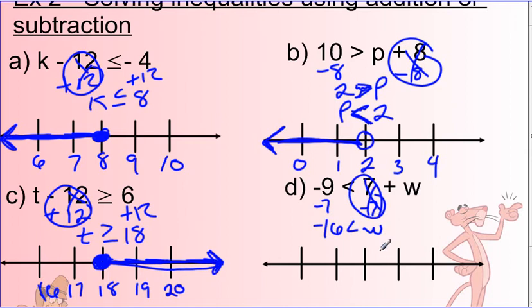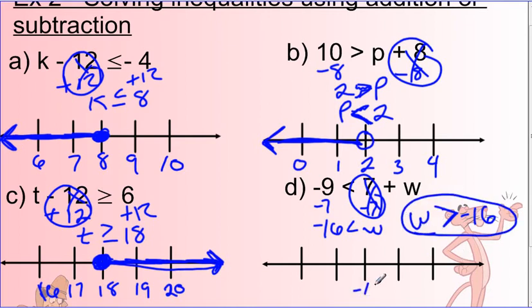As soon as you see the variable's on the wrong side in your answer, flip-flop that thing. So we're going to switch the w and the negative 16. Now look, it's opening towards the w. So when you switch the sides, it has to open towards the w still. So you switch the sides and you change the direction of the inequality. Now we can graph from this one.